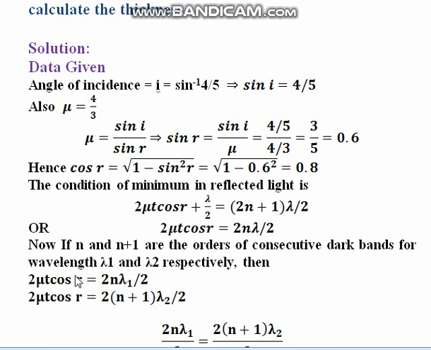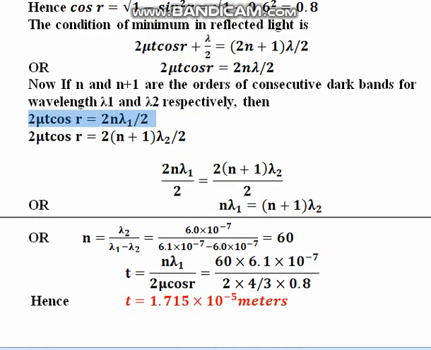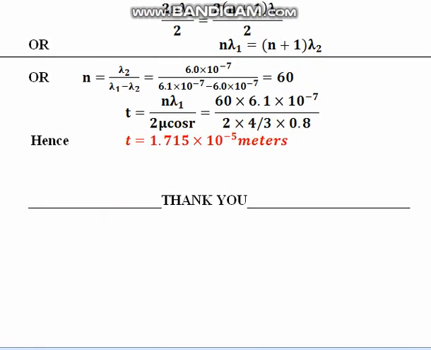The left hand sides of these two equations are equal, so let's compare the right hand sides: twice n lambda upon 2 and (2n + 1) lambda upon 2. We solve it and calculate the n value. It comes out to 60. You can put the n value into either one of these equations and solve it for the t value. Okay, thank you.